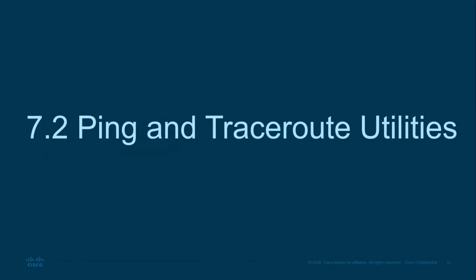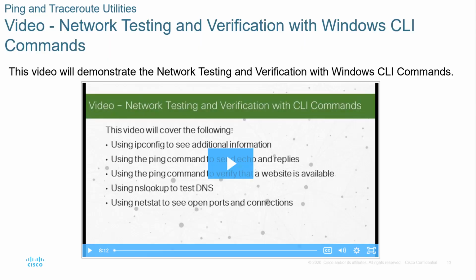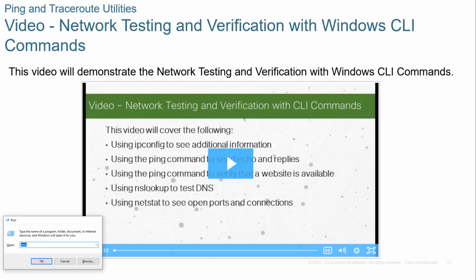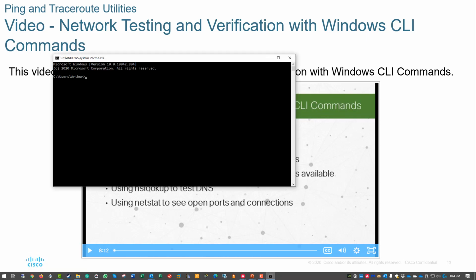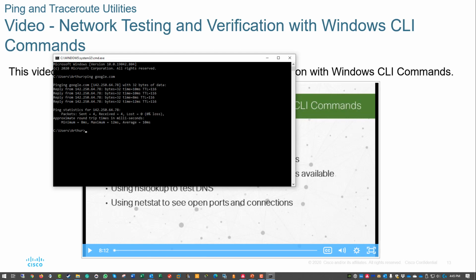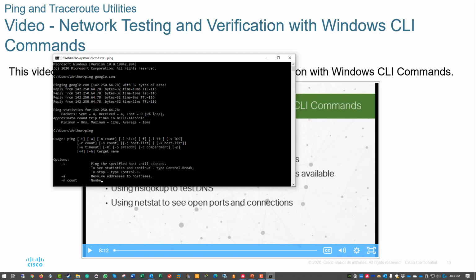So let's go ahead and talk about ping and traceroute. Part of network testing is understanding how to do things from the Windows command line. Go to the command prompt, type cmd. You can type ping google.com, for example. You'll see that we get a response. You'll see that google.com got translated to an IP address.